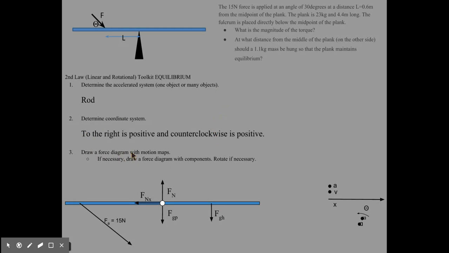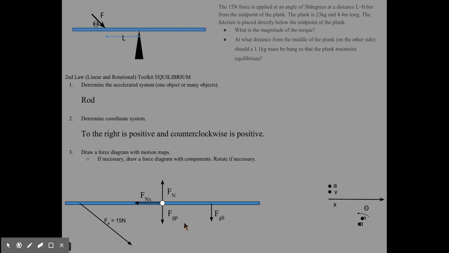Then we're going to draw the force diagram with motion map. So our motion map looks like this. Since the object isn't moving, we have zero linear and rotational velocity, zero linear acceleration, and zero rotational acceleration.